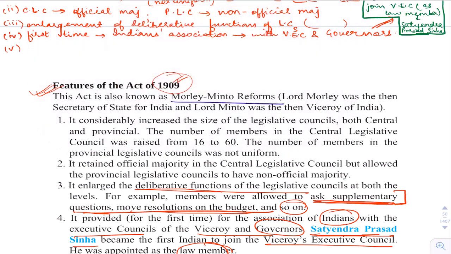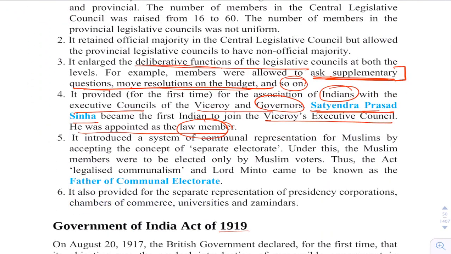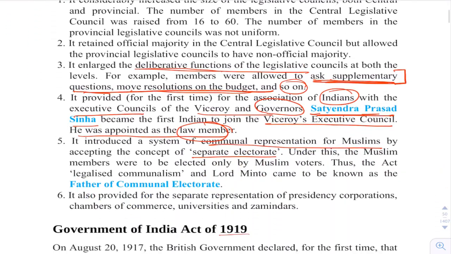Moving on to the next. It introduced a system of communal representation for Muslims by accepting the concept of separate electorate. This is a very very important theme or topic. Modern Indian history वालों ने already पढ़ा होगा. अगर आपको फिर भी नहीं समझ आया or if you have not done it, I'll be just telling you that. So just be a little patient. I'll be framing it in the least possible words so that you have the short and the crisp notes.